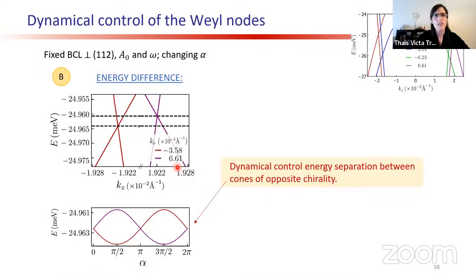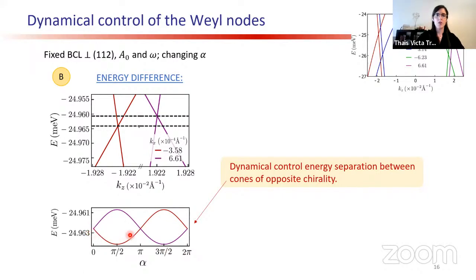So another effect that is very interesting and very promising is that with bicircular light, we can have a dynamical control of transport properties in Weyl semimetals. I showed you before that we can control the position of the Weyl cones by changing the phase difference in the bicircular light, but we can also control the energy of the nodes. So here I zoom into these 2 cones in red and in purple, and I show in this panel the energy of each of these nodes as a function of alpha. So you see that as I change alpha from 0 to 2 pi, this energy oscillates, right?